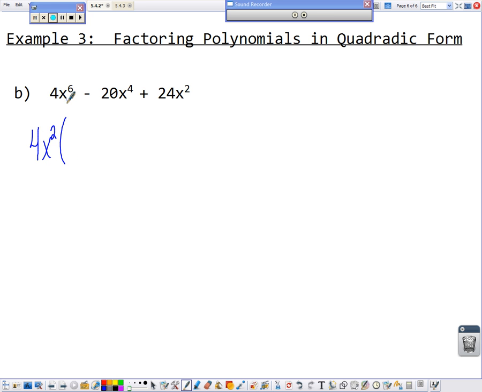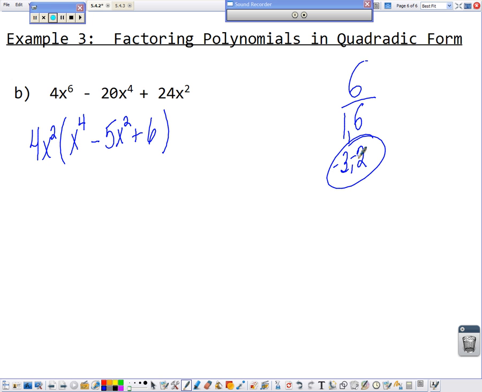So 4 divided by 4 goes away. X to the 6th divided by x squared gives me x to the 4th, minus 20 divided by 4 is 5. X to the 4th divided by x squared is x squared, and then plus 6, and the x squared goes away. And then when we're looking at this, remember the 4x squared will always stay in front, but just because it's x to the 4th, you're actually going to factor this just like we did before. You're going to look for what multiplies to give you 6. So 1 times 6, 3 times 2. Oh, wait a minute, there's my 5, but I need it to be a negative. Okay? So 4x squared needs to stay out in front. Square root of x to the 4th is x squared. 1 needs to be a minus 3, and 1 needs to be a minus 2.